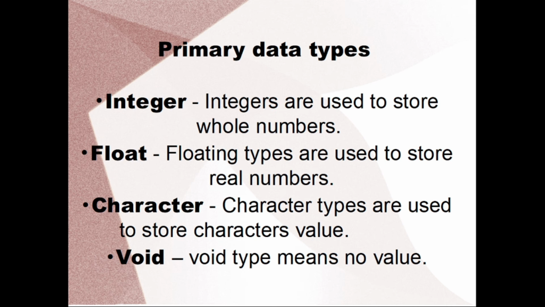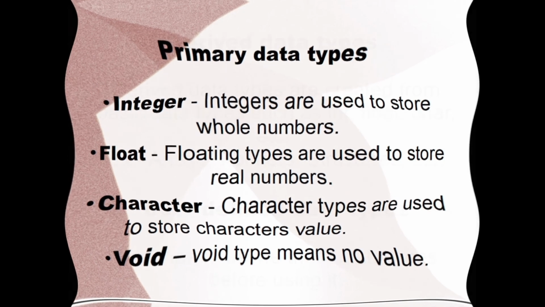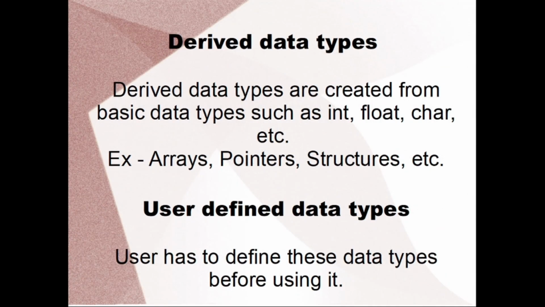Void type means no value. This is usually used to specify the type of function which returns nothing. Derived data types. Derived data types are created from basic data types such as int, float, character, etc. Examples: array, pointers, structure, etc.